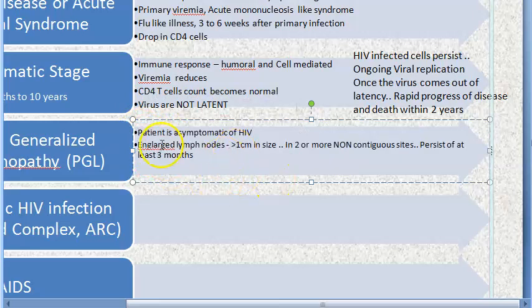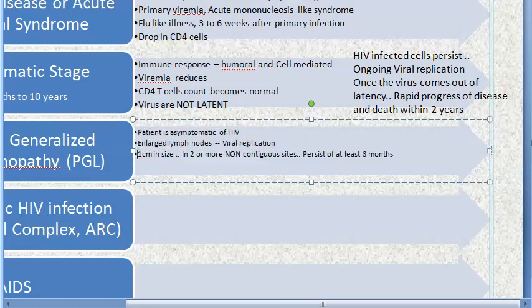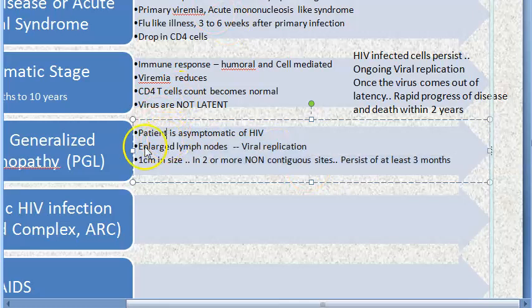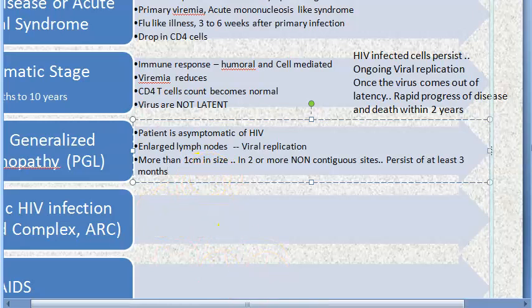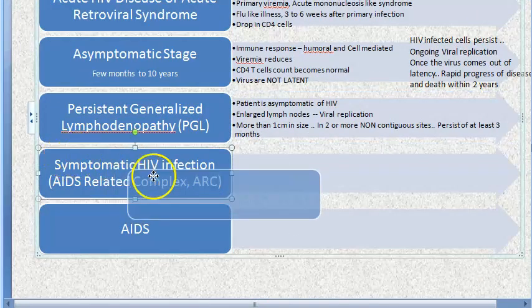Why are the lymph nodes enlarging? Because of virus replication. So how do you define PGL? The lymph node will be more than 1 centimeter in size. And this enlargement will be in 2 or more non-contiguous sites, and persists for at least 3 months. That's all. And don't get it confused with lymphoma. That's all. Now let us move on to symptomatic.